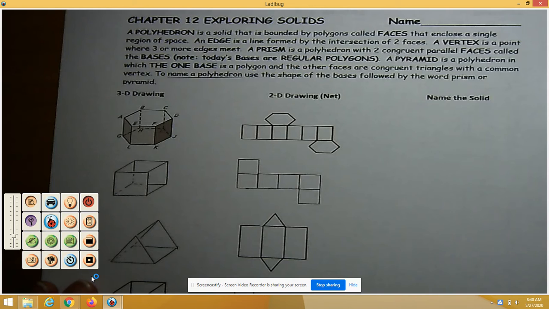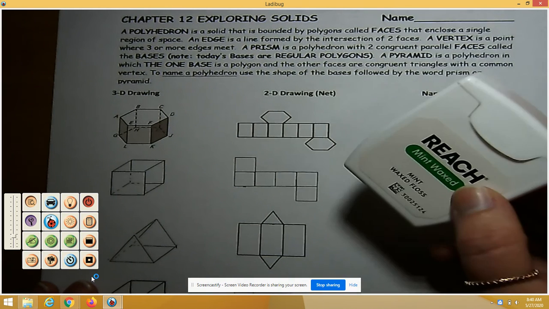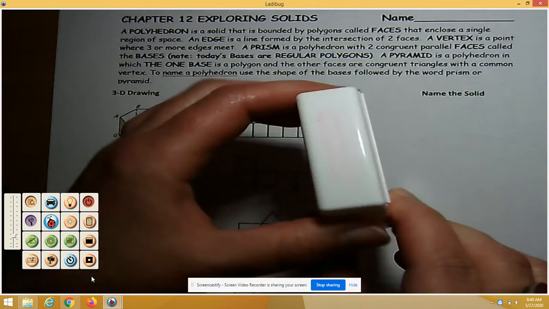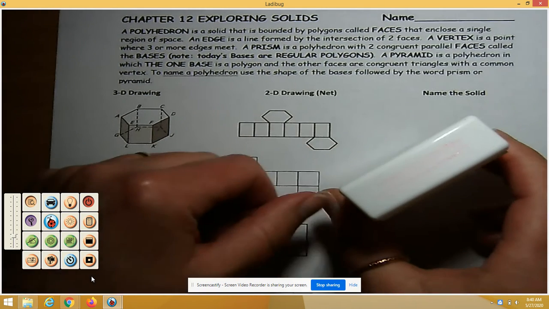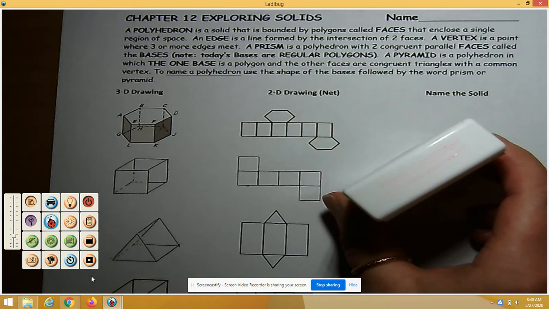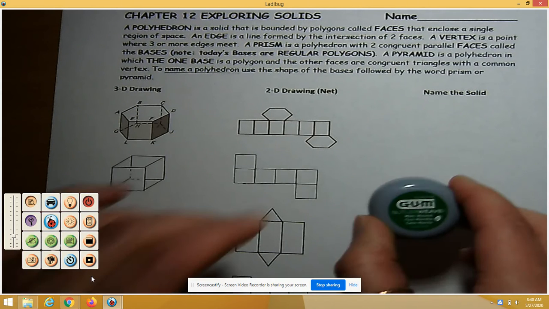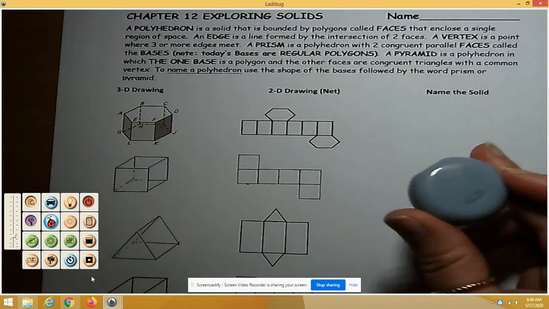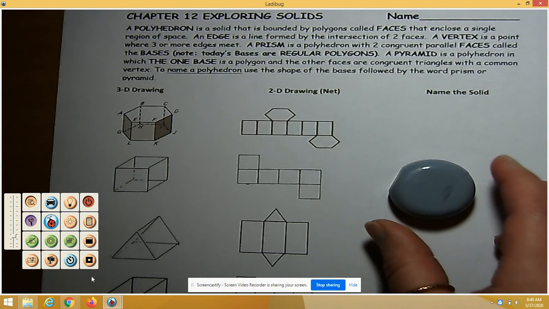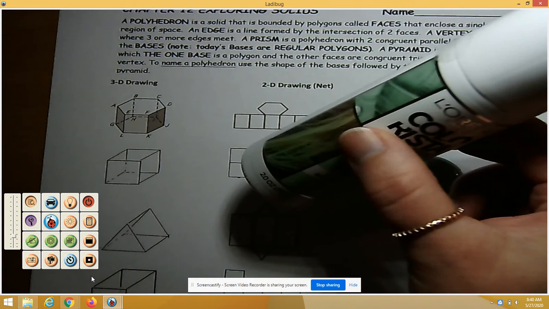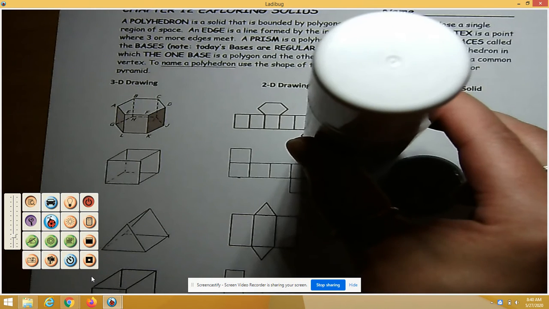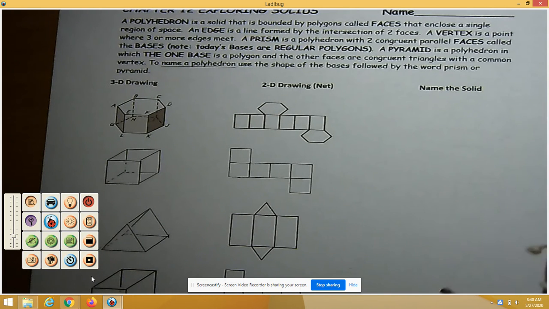This is some floss, and we're going to come back to this one in a minute. But this is a rectangular prism. This is a cylinder. So this is a short little chubby one. And then this is a tall cylinder, like a can of hairspray. So just a couple of things you can think about. Other ones that we're going to talk about are cones and pyramids.